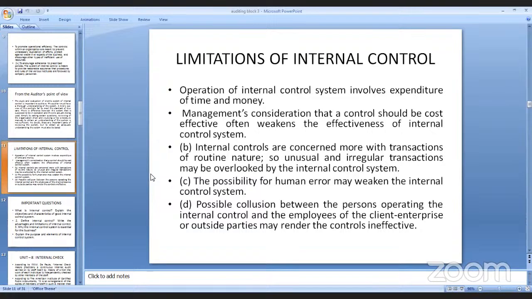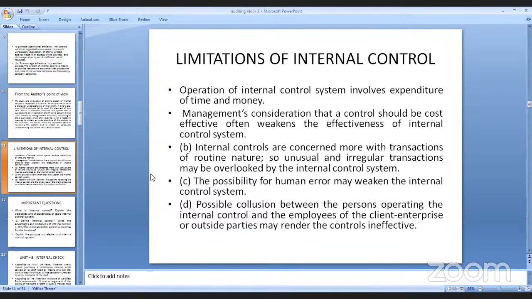Next, internal controls are concerned more with transactions of routine nature, like day-to-day business activities. It deals with the day-to-day business activities. Next, human error. The possibility of human error may weaken the internal control system. So human beings, as they are involved in the various business transactions, it will become a certain weakness to identify or to focus on particular employees.